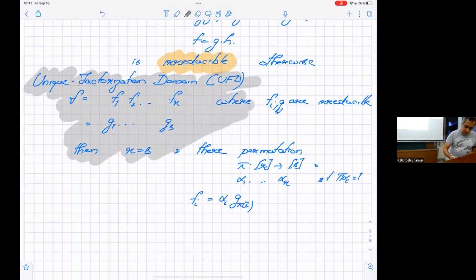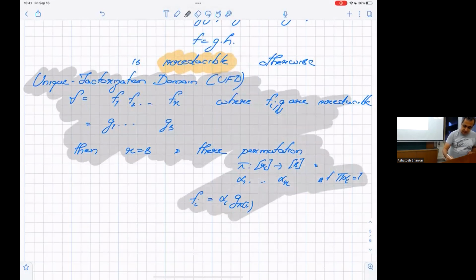This is true not just for univariate polynomial rings, but also for multivariate polynomials. Both univariate polynomial rings over fields and multivariate polynomial rings over fields are UFDs. That way you can factorize them, and there's a unique way of factorization.